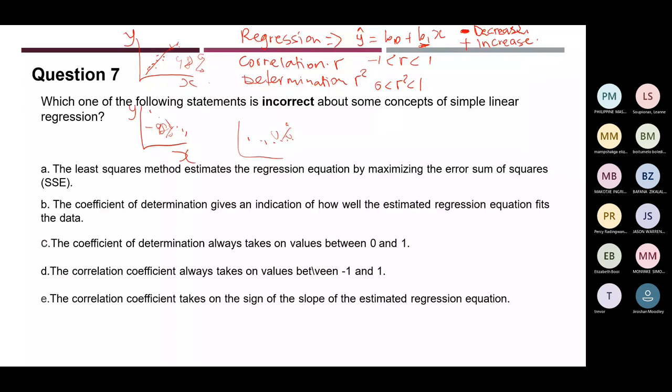Remember, for every point of X, it corresponds with a point of Y. Those are the things. So now let's answer the questions. Question 7. Which one of the following statements is incorrect about some of the concepts of simple linear regression, which is everything that I just explained right now? So let's see. The least square method, which is that formula that we just used, is called the least square method. Estimate the regression equation by maximizing the error sum of squares.